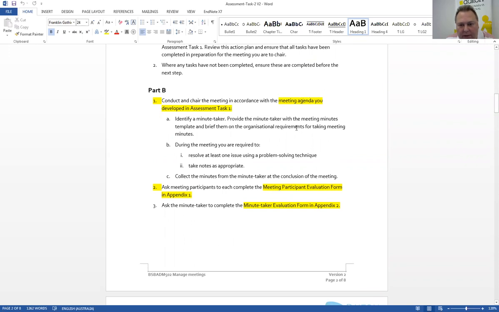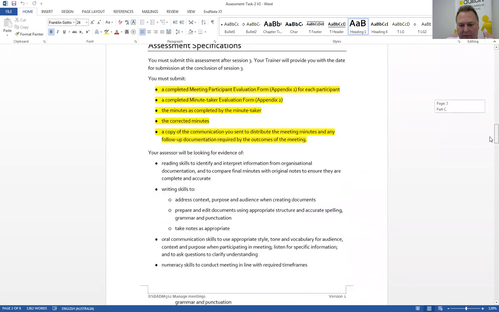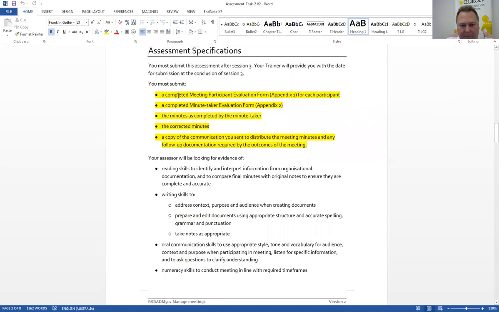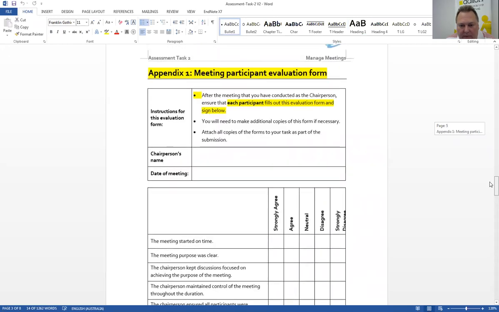for assessment task 1. Meeting participation form had to be filled out, which is on this document but in appendix 1. And again, minute taker evaluation form, which was in this document but in appendix 2. So we'll just have a look at that quickly and scroll down. So that's completed meeting participation evaluation form, completed minute taker evaluation form, the minutes, which are on the other longer document, and the corrected minutes and copy of communication. So let's go down and have a look at these 2 there.